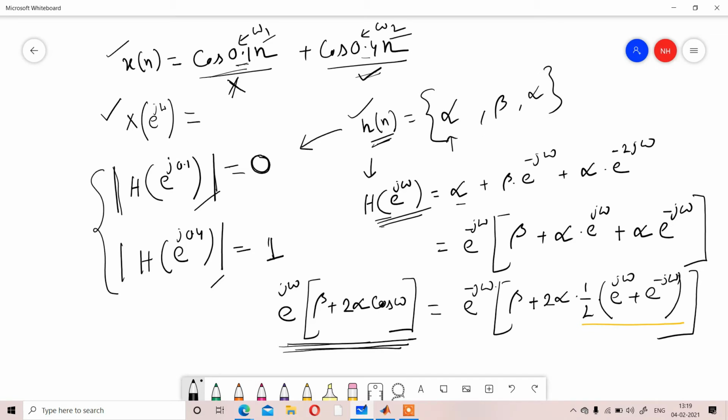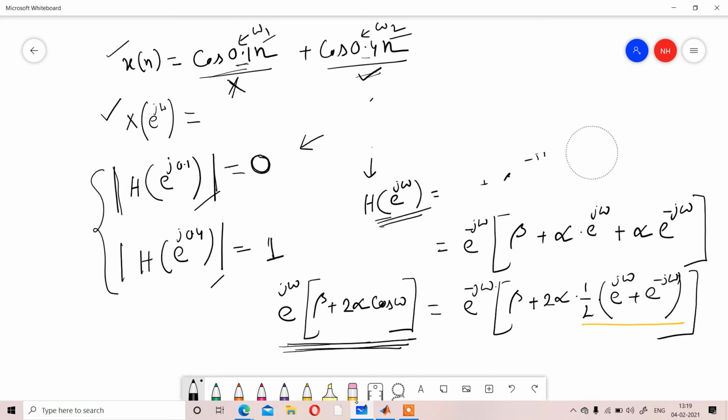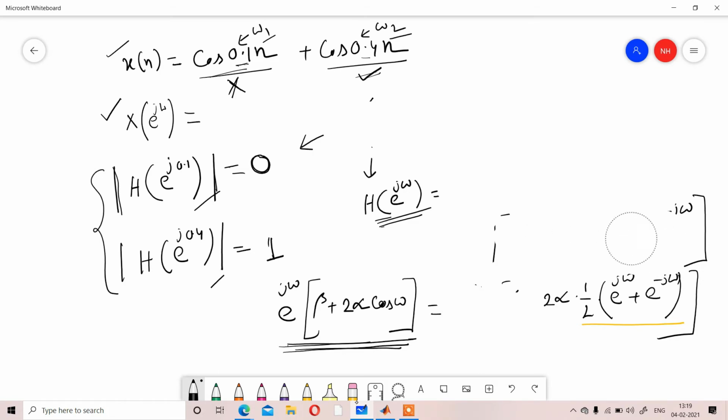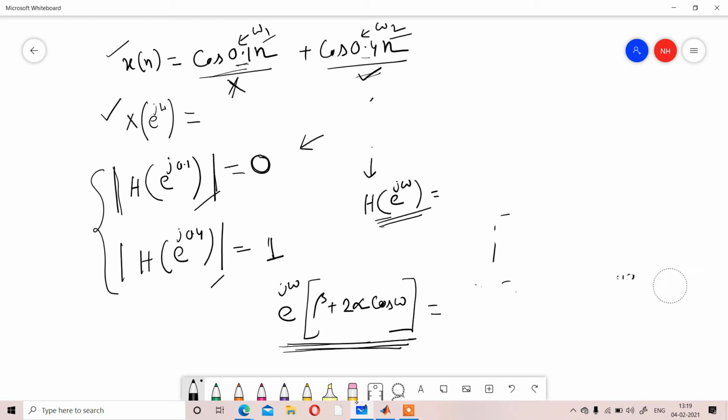So if you calculate mod of H(e^jω), you know how to calculate the magnitude of a complex number. For a + jb, the magnitude is root over a squared plus b squared, and the phase is tan inverse of b by a. So simply, we calculate the magnitude, mod of H(e^jω).